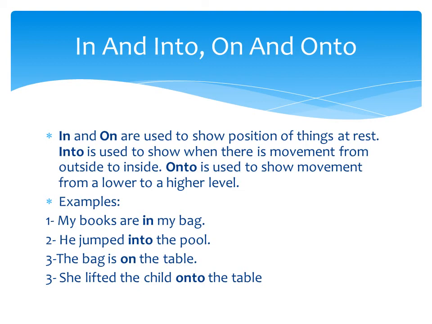Here the child is not in a static position. The child was on the table, but now the person has lifted the child. So it is showing movement from a lower to a higher level. The table was at a lower level, and the person who was standing, the lady, was at a higher level. That's why when she lifts the child onto the table, it means she is showing a movement from a lower to a higher level. That's why we are using onto in this sentence.